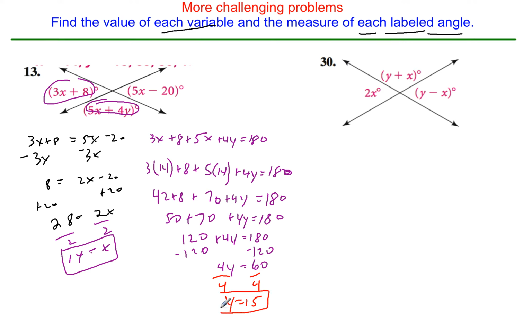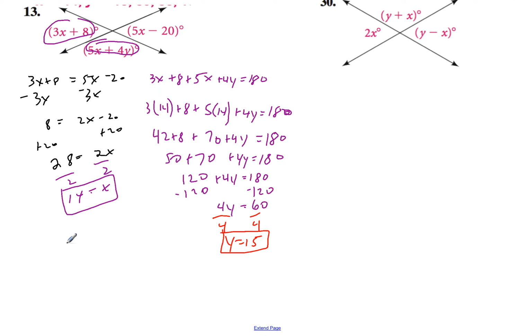So it looks like I have both of the answers, but I also want to find the measures of each of the angles. So let's see what the first one is going to be. So I'm looking at 3x plus 8. So 3 times 14 plus 8. Let's see what that is. So 3 times 14 we said before was 42, and 42 plus 8 is 50. So this angle here is 50 degrees. And that means that 5x minus 20, when I substitute 14 for x, should also be 50. It better be. Let's take a look.